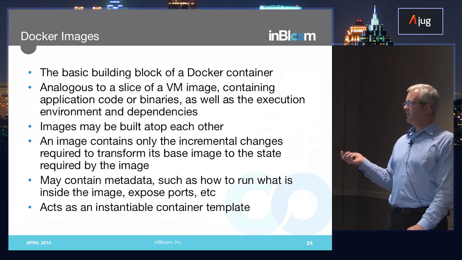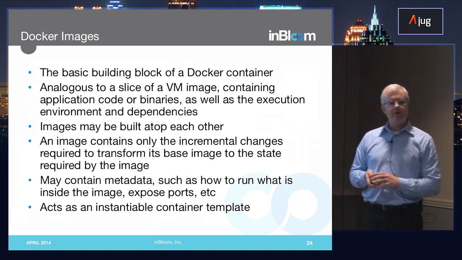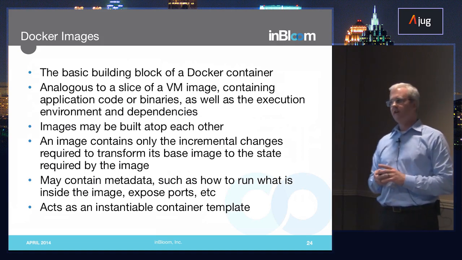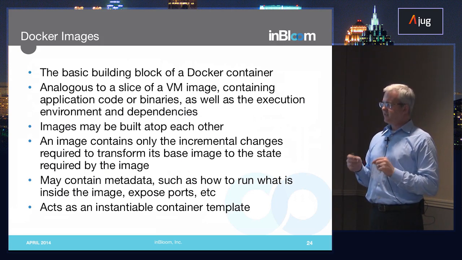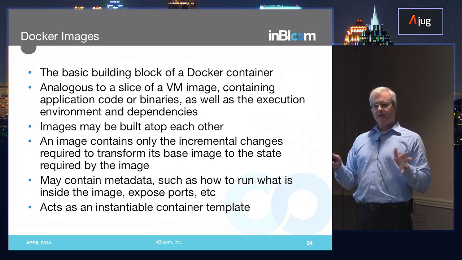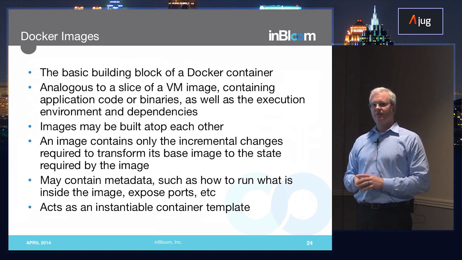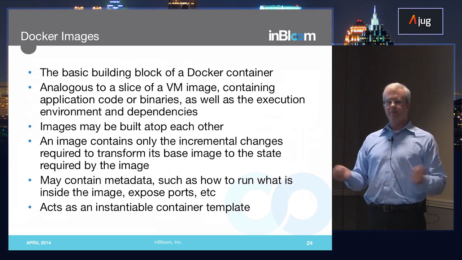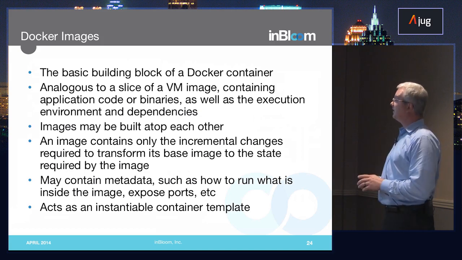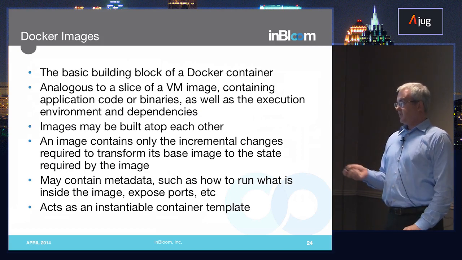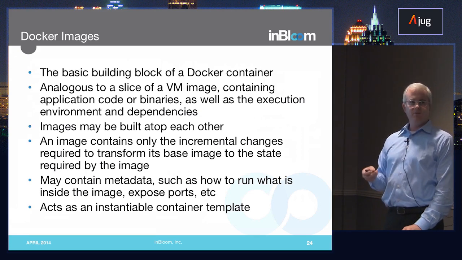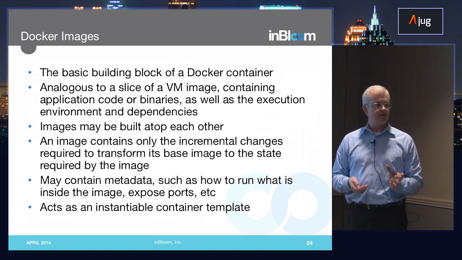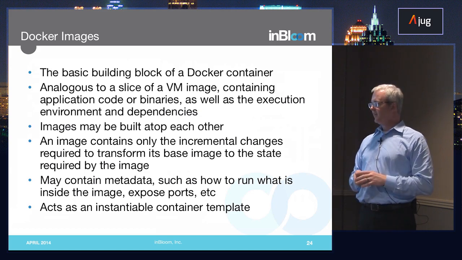An image contains only incremental changes. They're required to transform its base image, and we'll get into more of that later when we go over the Docker configuration file. But the configuration file includes a set of run steps, and each one is atomic, and there's a commit phase, so you can conceivably version all that independently and create intelligent deployers. The configuration can contain metadata, such as how to run, what's inside the image and which ports to expose and which user to use within the container and whatnot.